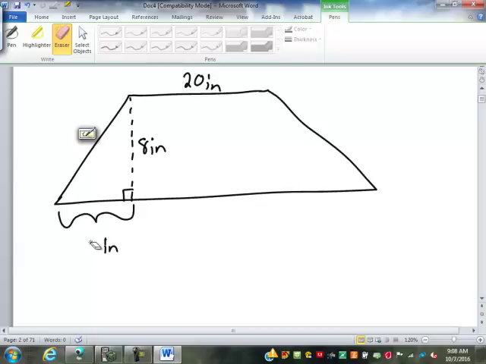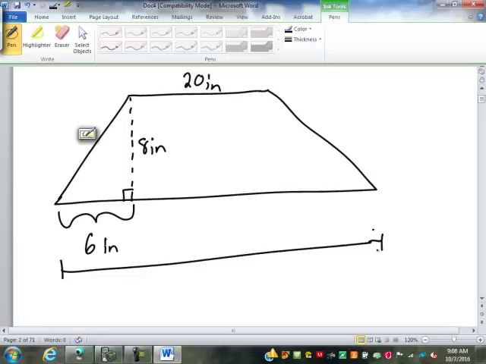I do this poorly. I'm going to erase that 15. So that should be 6 inches there. And all the way across here, maybe 41 inches. Find the perimeter. Try that in your notes. See if you can come up with it.